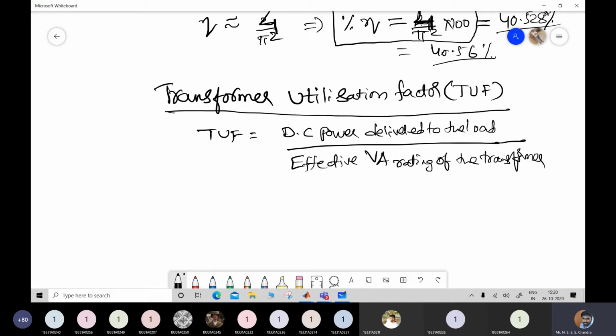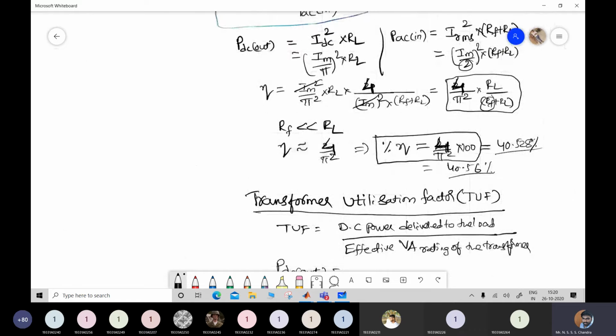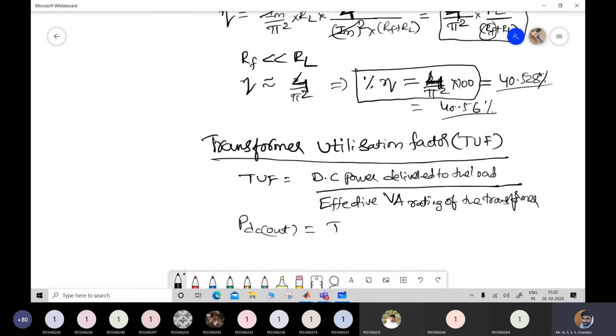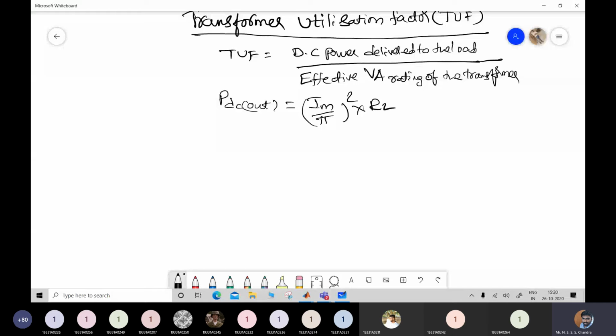Okay, you know that a transformer is an AC device. So for a transformer, we are finding the VA rating, which is the AC value, and then we are finding the ratio of the DC power delivered to the load. Already we have found the P-DC, the DC power delivered to the load. So what is P-DC out? What's the value we found earlier? It is (Im by pi) whole squared into RL. So next we need to find the effective VA rating of the transformer.